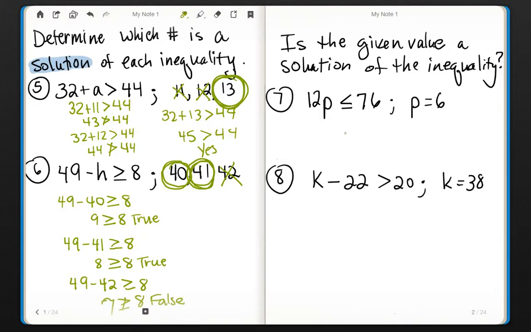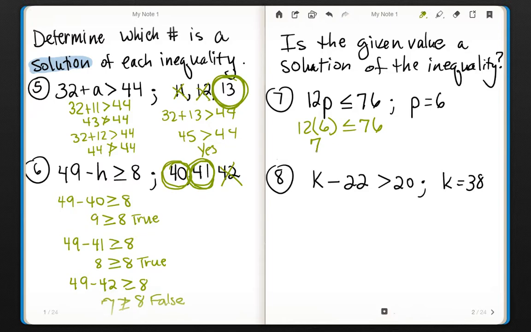All right, let's check number 7. We'll put in our 6 for P. So 12 times 6. We want to see if it's less than or equal to 76. Well, let's multiply. 12 times 6 is 72. And is 72 less than or equal to 76? Yes. So is it a solution? Yes, 6 is a solution to that inequality.